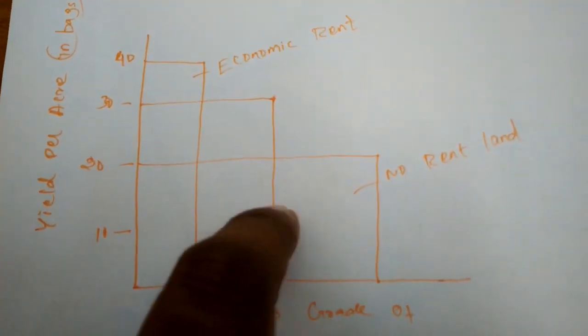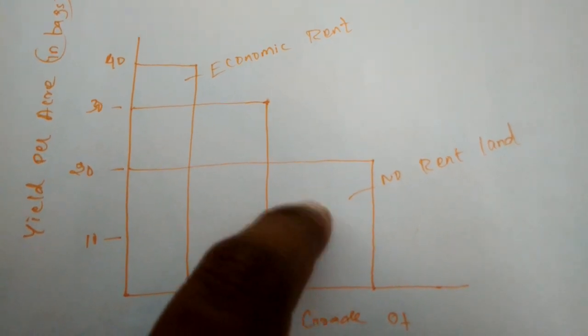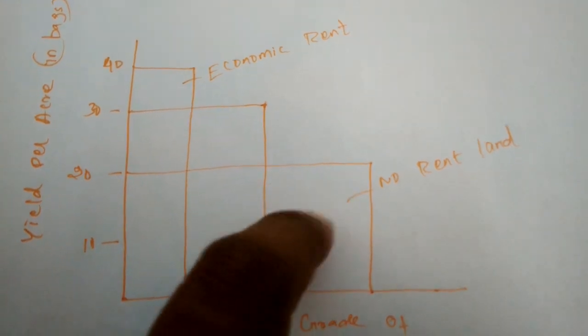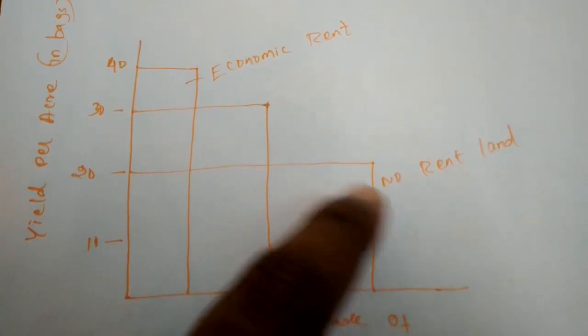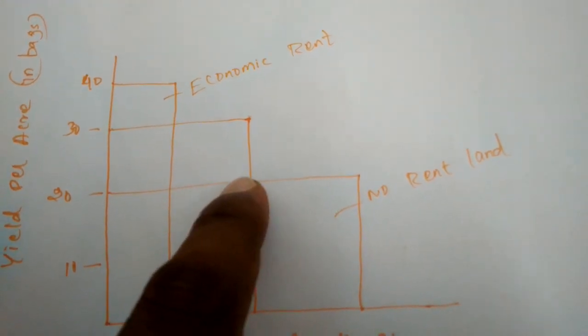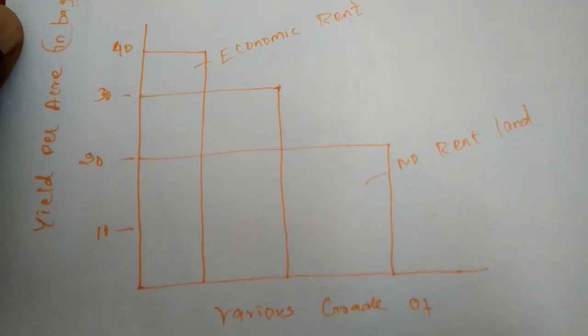And here is the no rent land, because this C grade land has no surplus yield. The yielded bags of paddy go to the production process only, so this C grade land will never get any rent.